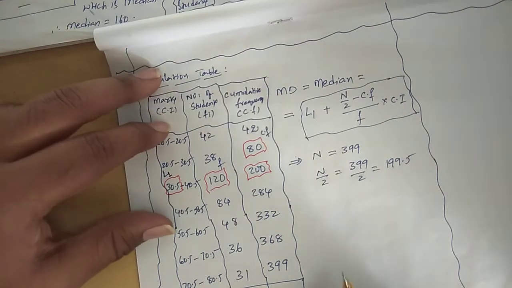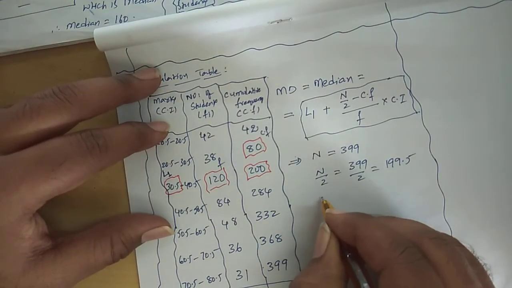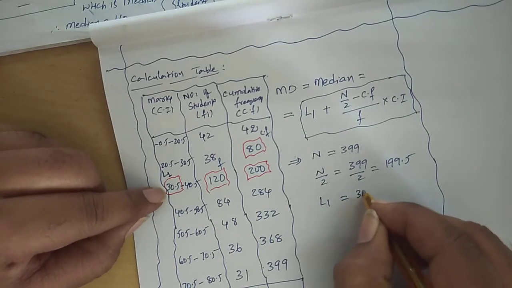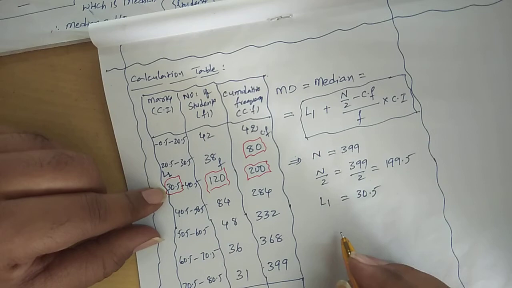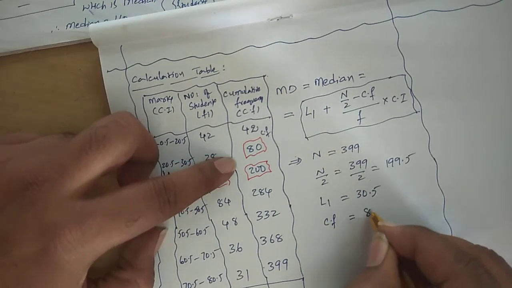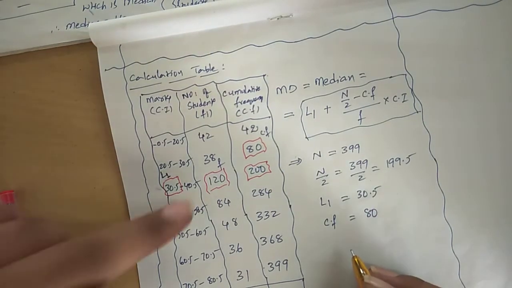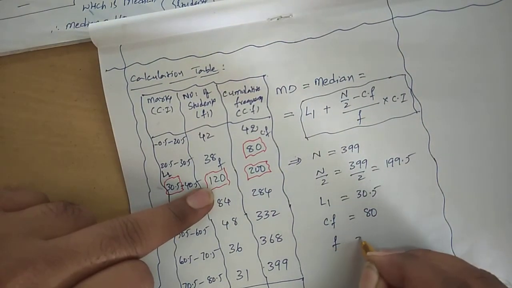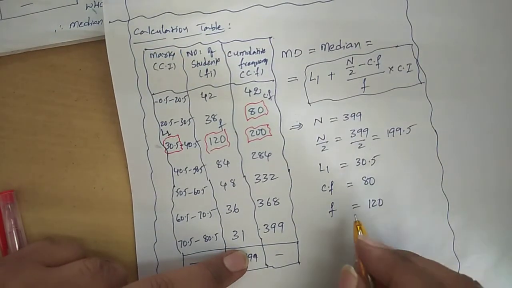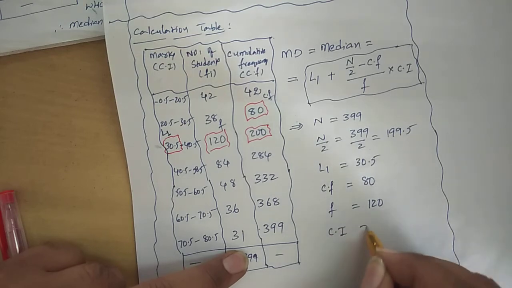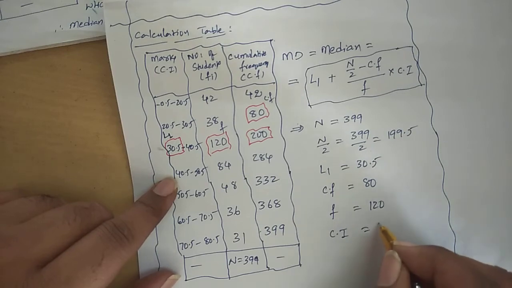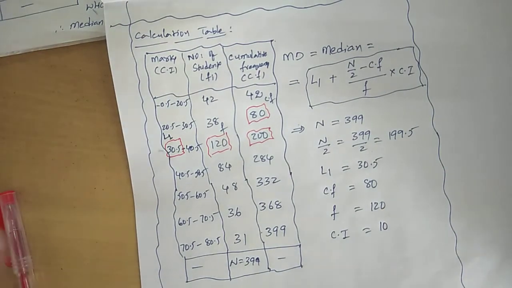So before that, we write down all the given and calculated values. What is L1 now? Just now traced out, 30.5. What is CF? Traced out, 80. What is F located? 120. Okay. Then what is CI? Class interval, nothing but the common difference, higher limit minus lower limit. So what is that value? 10. Okay. Now you got all the values.